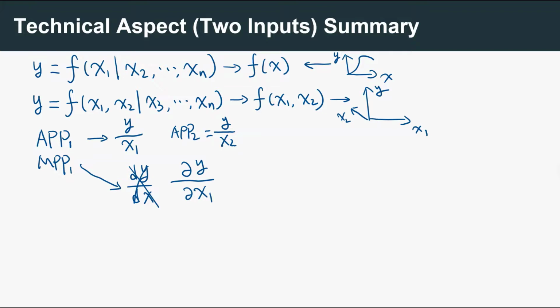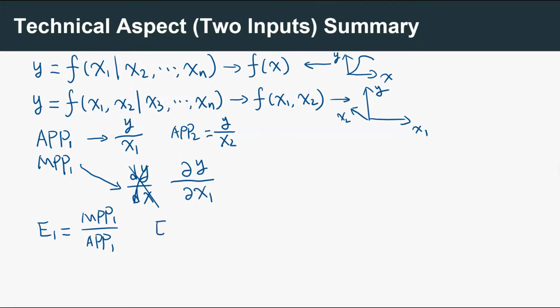And also with the APP and MPP concepts, we introduced the factor elasticity. So E1 is MPP1 over APP1. That's the factor elasticity.